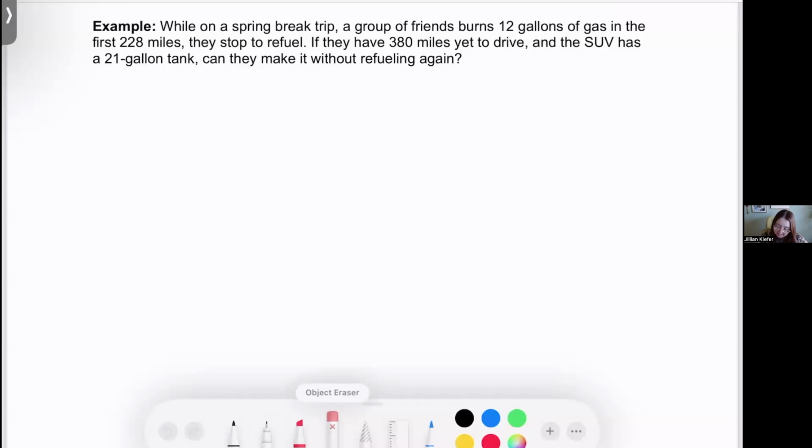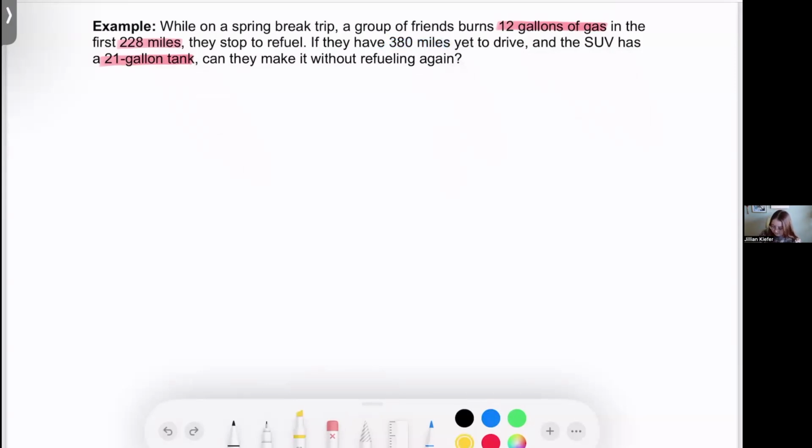All right, so let's highlight our important information. We said that we burned 12 gallons of gas in the first 228 miles. Then we want to know basically how many miles can we go on a 21-gallon tank with 380 miles left to drive. So we're highlighting this.